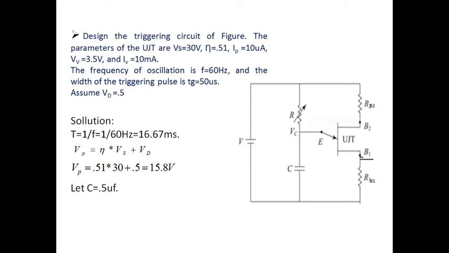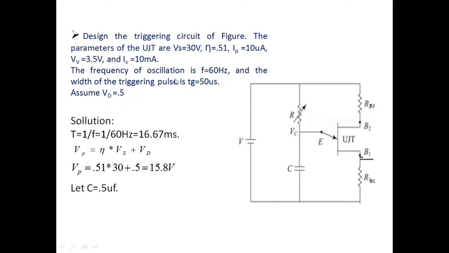Design the triggering circuit of the figure. The parameters of the UJT are Vs is 30 volts, eta is 0.51, Ip is 10 microamps, Vv is 3.5 volts, Iv is 10 milliamps. The frequency of oscillation is a fixed hertz and the width of the trigger impulse Tg is 50 microseconds. Assume Vd is equal to 0.5. So we need to calculate the values of R and C, RB2 and RB1 for these specifications.